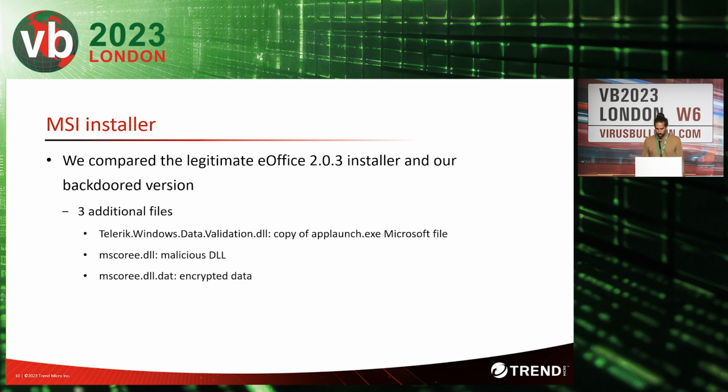So in April, when we got the legitimate installer, we compared it to the backdoored version. We found out that 3 files were added to it. One of them was named Tariq Windows Data Validation.dll. Actually, it was not a DLL, it was an executable file, a copy of a Microsoft file named applaunch.exe. And this file is known to have a side loading vulnerability, and it will side load the DLL named mscreate.dll. So this was the second file, which is a malicious DLL. And this DLL will load the third file, which is mscreate.dll.dat, which is some kind of binary blob that turns out to be the encrypted ShadowPad payload. But we will see that in more detail later.